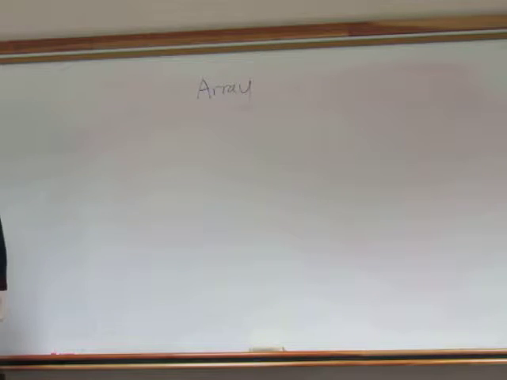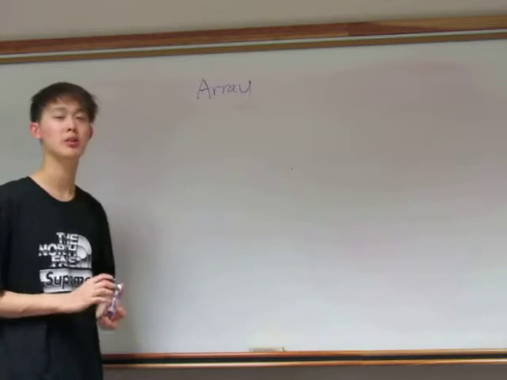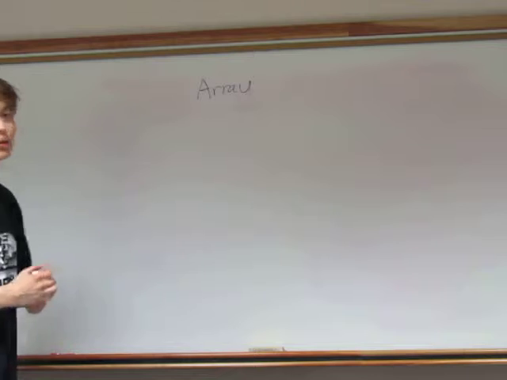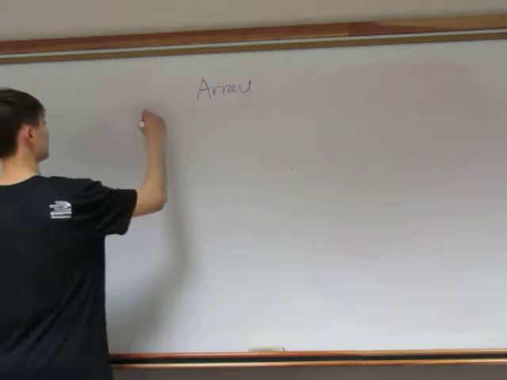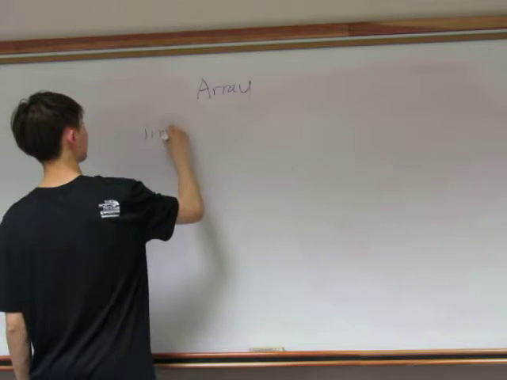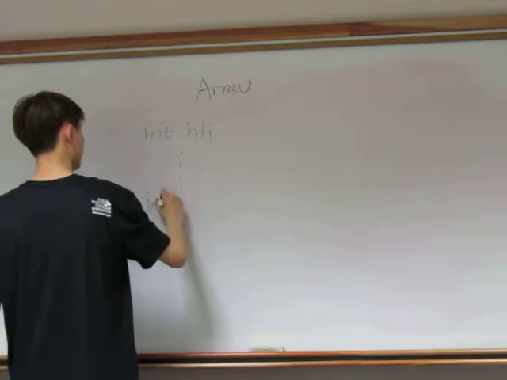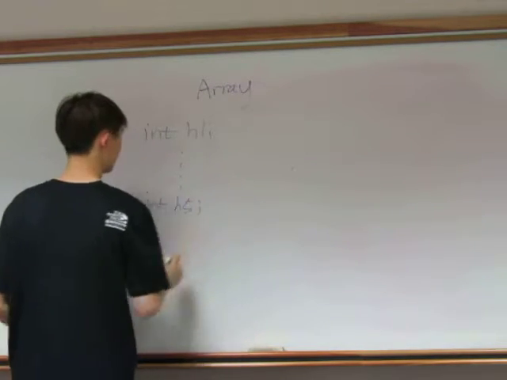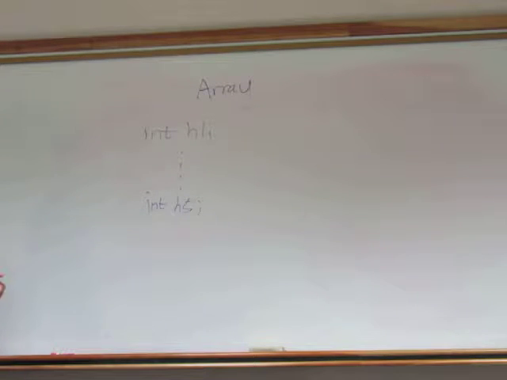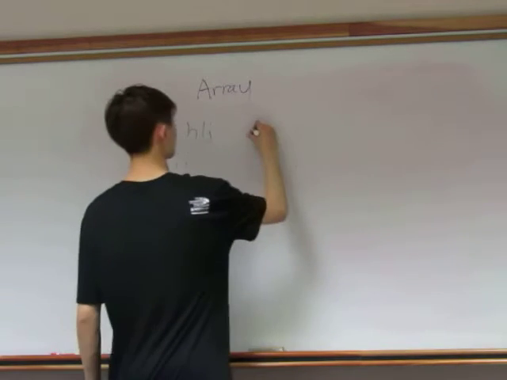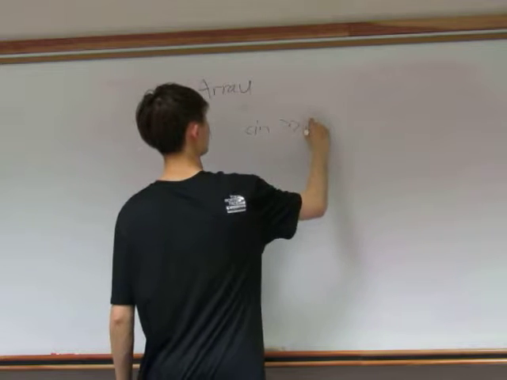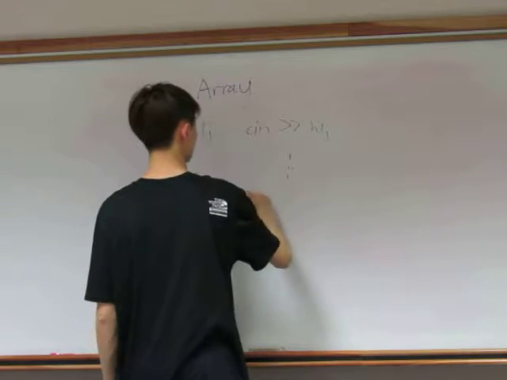So first of all, I'll talk about why we need to use an array. For example, if you have the heights of 5 people that you want to store in your code, you would declare 5 integers of heights. And then you would probably also cin from the user these 5 heights.